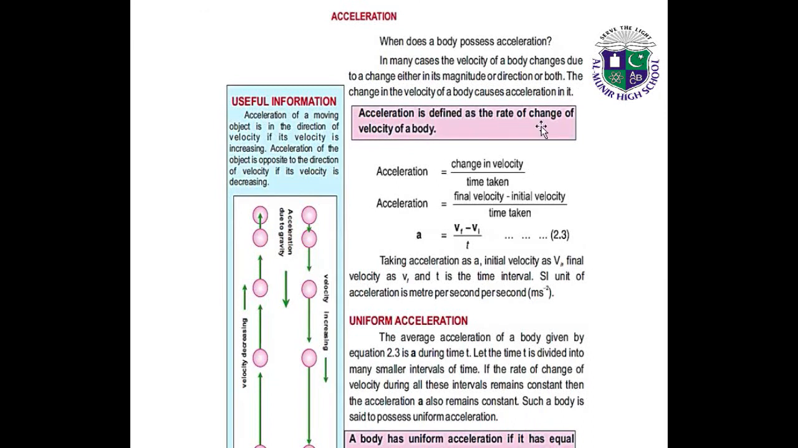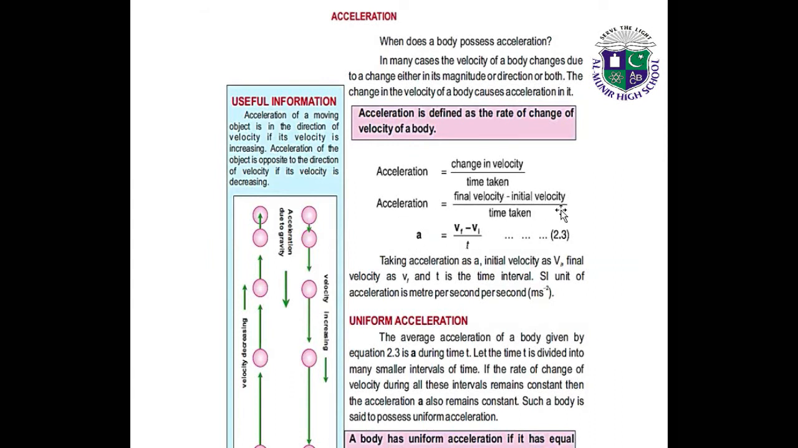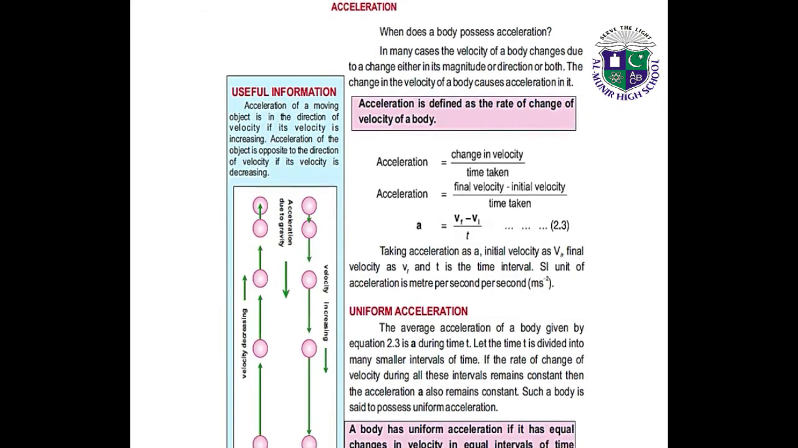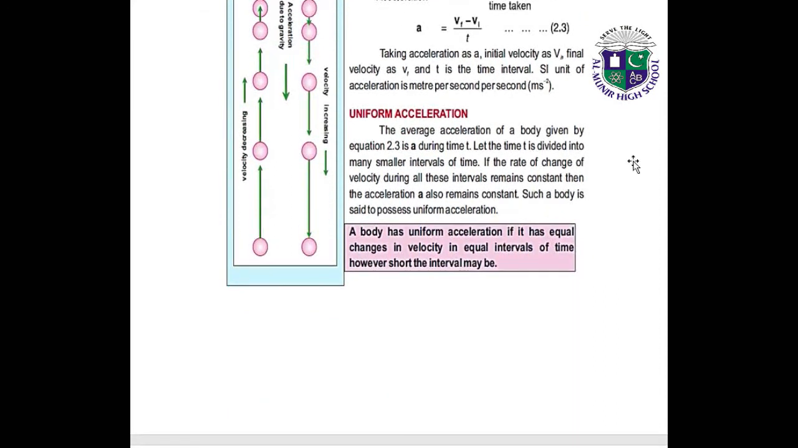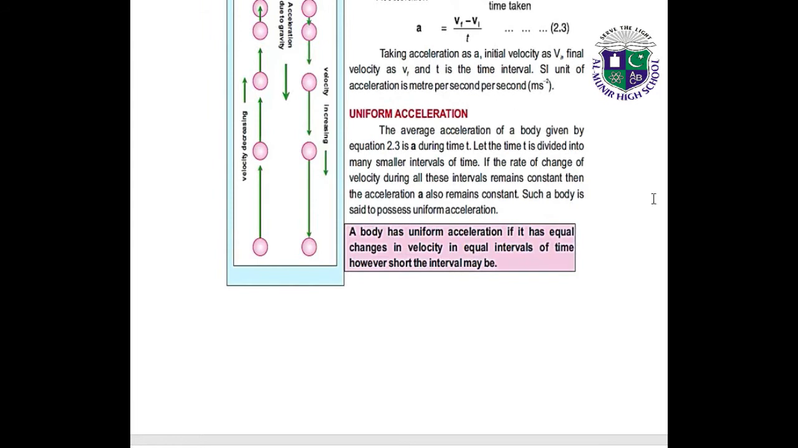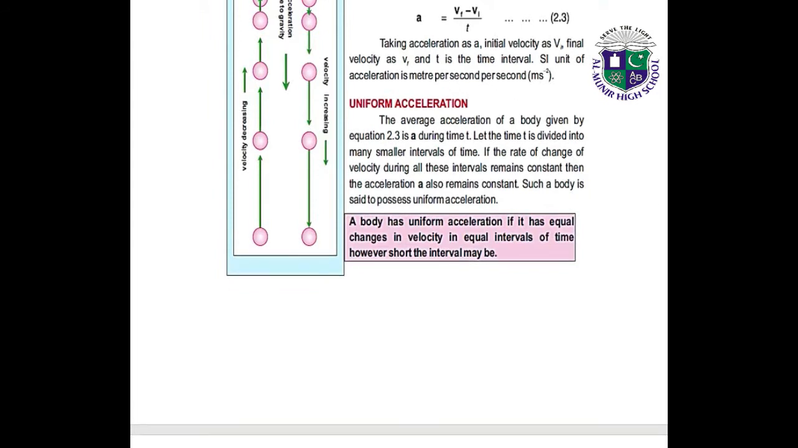What is acceleration? Acceleration is defined as the rate of change of velocity of a body. So acceleration is equal to change in velocity over time taken. Here we have the formula: final velocity minus initial velocity over time taken. The SI unit of acceleration is meter per second per second, so we can say meter per second square.